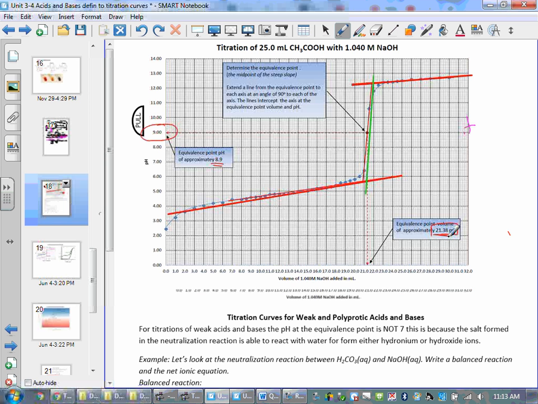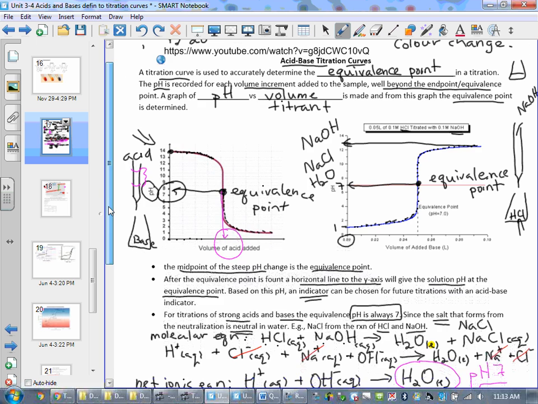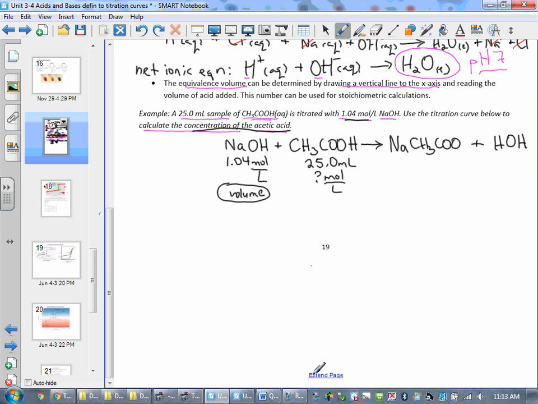So we can flip back to our previous page. Remember this volume that we were looking for? We now know it's, what did I say, 21.38. Now we have a nice little stoich problem with a known, an unknown, and a balanced chemical equation, and we can figure out our concentration of the acetic acid.